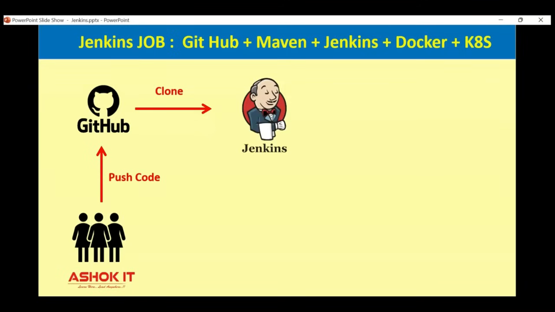Jenkins will connect with the GitHub repository and clone it. Then Jenkins will communicate with Maven. Maven is a build tool for Java applications. Maven will build our application. That means Maven will compile the project and package it as a jar file or war file.